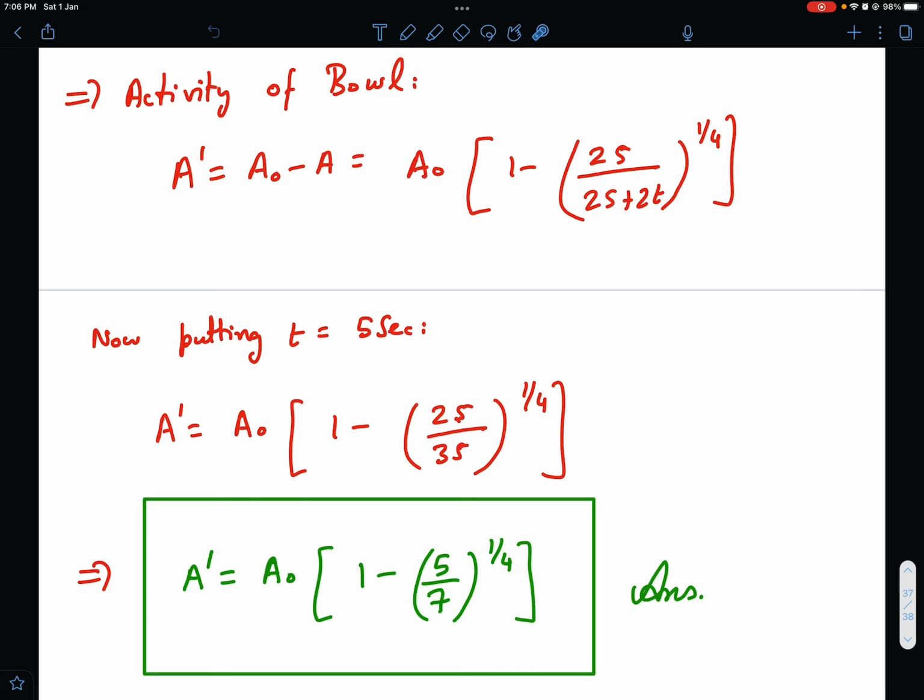So that's my analysis for this problem number 48 from nuclear physics.